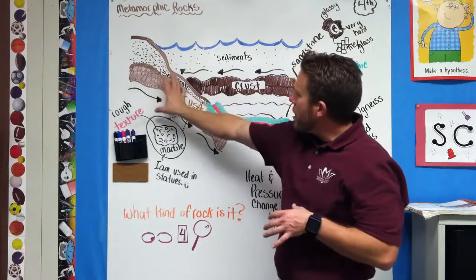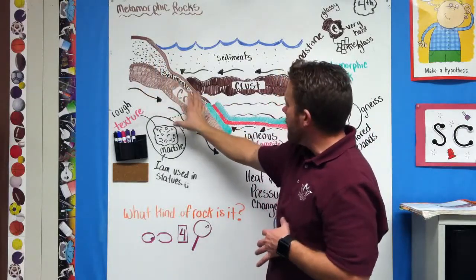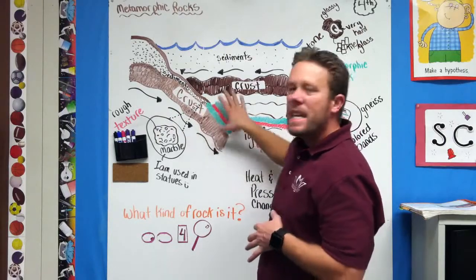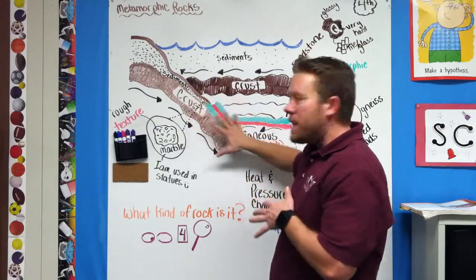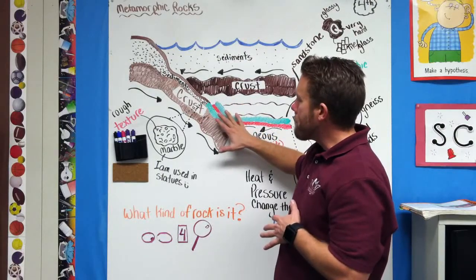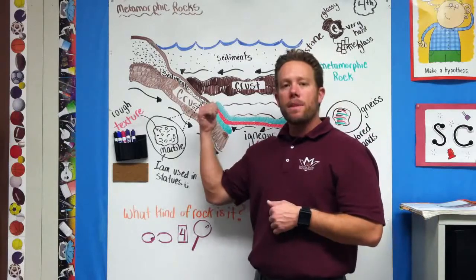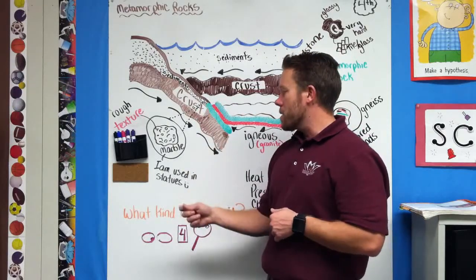Okay, so the sedimentary rock moves because the crust is moving, and it starts to blend in with some of the heat and pressure mixing that's going on down here. So one of the metamorphic rocks that comes from sedimentary rock is marble.